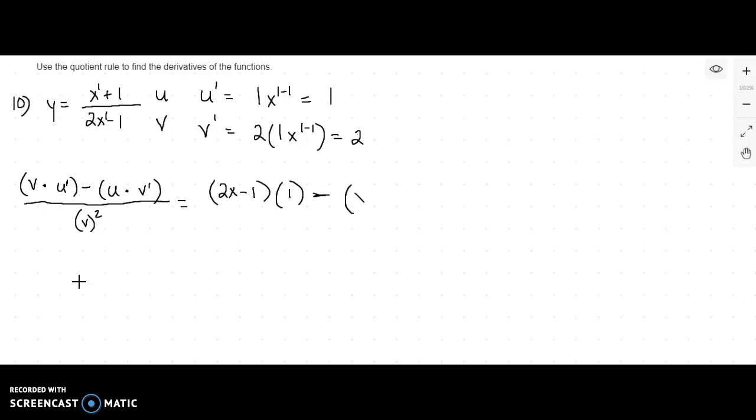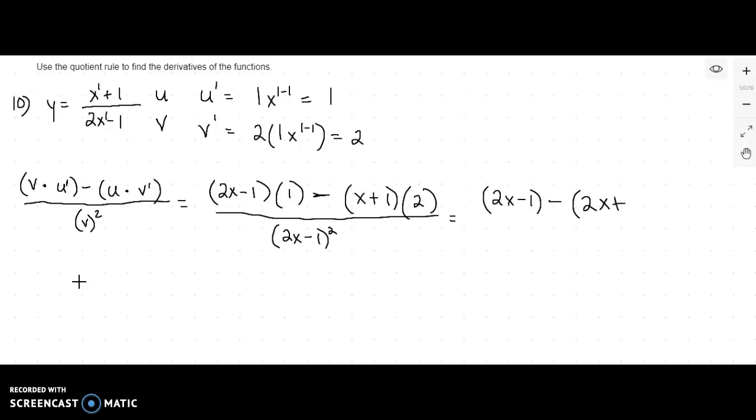u, which is x plus 1, and multiply that by the derivative of v, which is 2. And we're going to put that over v squared, which is (2x minus 1) squared. Now we're just going to simplify this a little bit. Distribute that 1 in there, and we get 2x minus 1. Distribute the 2 in there, we get 2x plus 2. And that again is over (2x minus 1) squared.